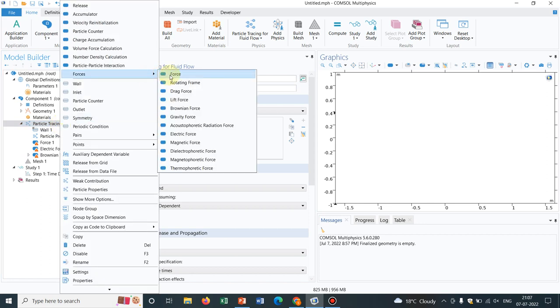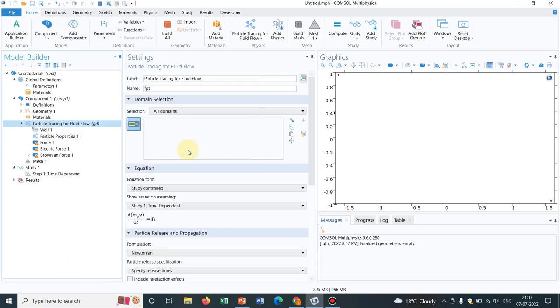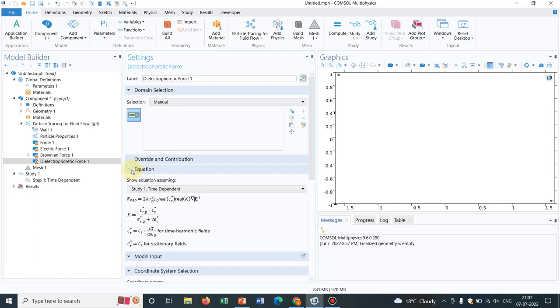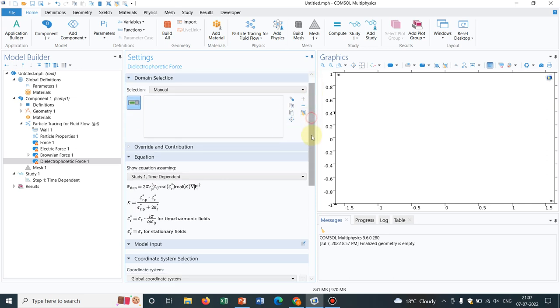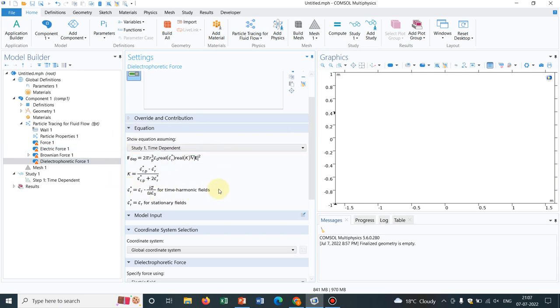Now I'll talk about another force which I find important, say the dielectrophoretic force. If you look at the equation, you can see those are the equations for the dielectrophoretic force. What you should do is always look at the equations it is solving, and then consult the literature and try to understand whether the same equations are given or not. If you look at the literature for the dielectrophoretic force, you'll see it looks like this.